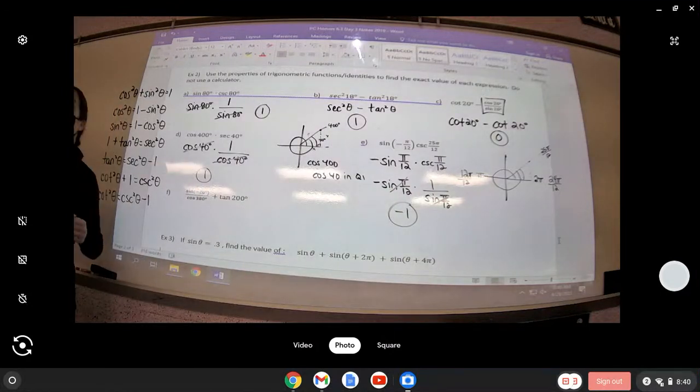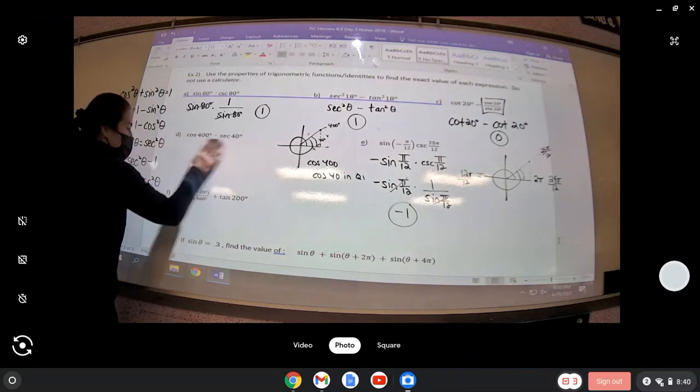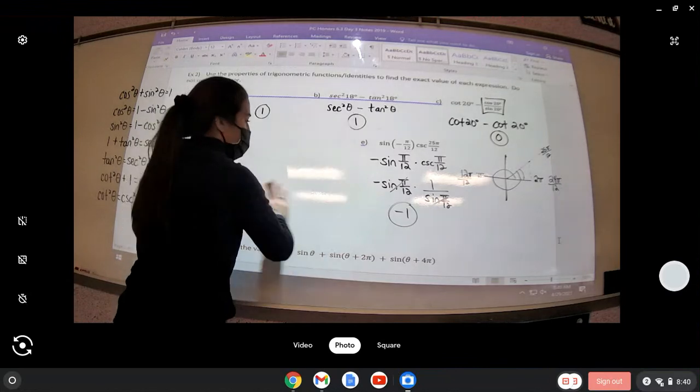So you always want to rewrite in terms of the reference angle if it's not a positive acute angle. All right, let's look at the last one. I have to make room for this one. It's a little cramped.